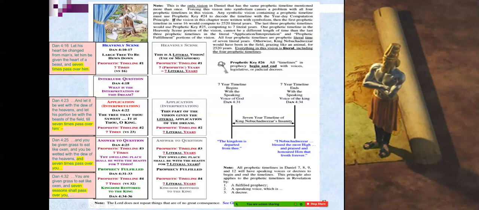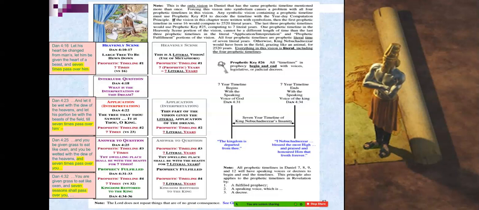So the bottom note here is all prophetic timelines in Daniel 7, 8, 9, and 12 will have speaking voices or decrees to begin and end the timelines. This principle also applies to the prophetic timelines in Revelation by number 1, a fulfilled prophecy, number 2, a speaking voice, and number 3, a decree.